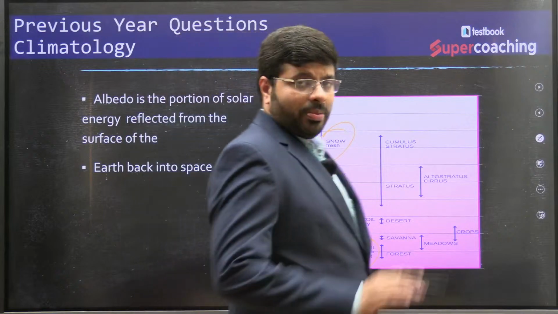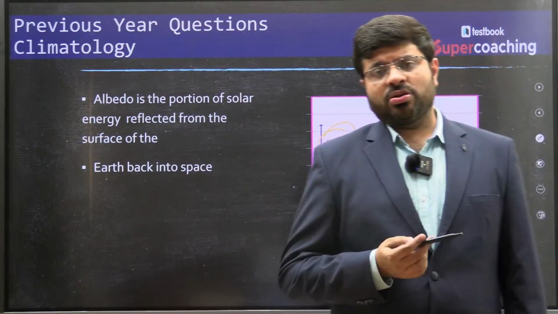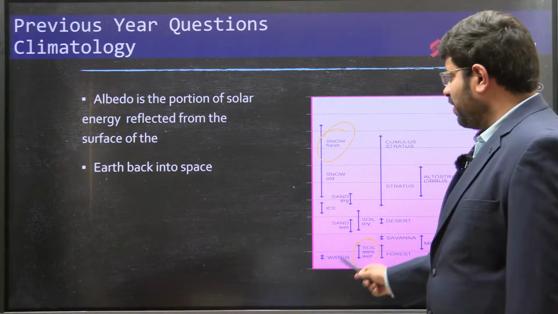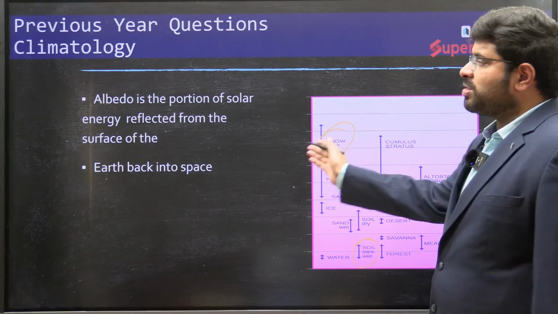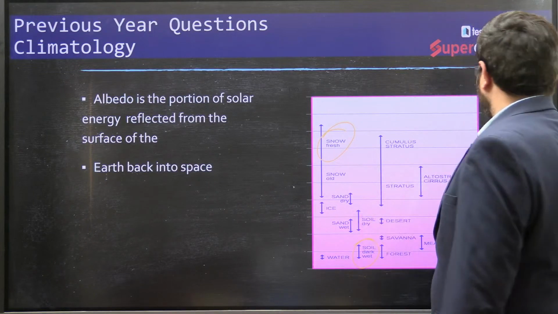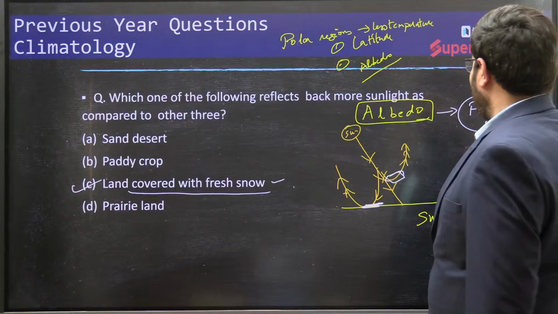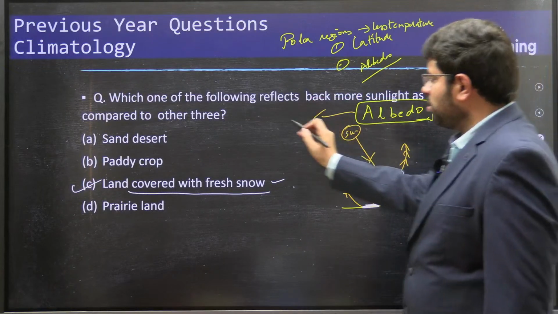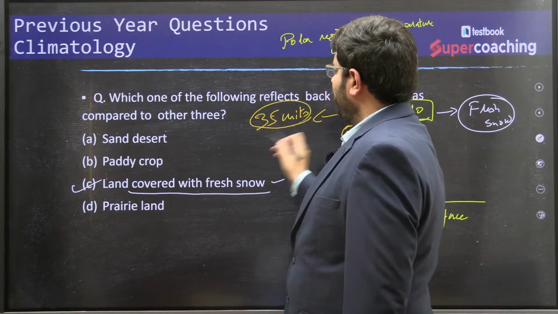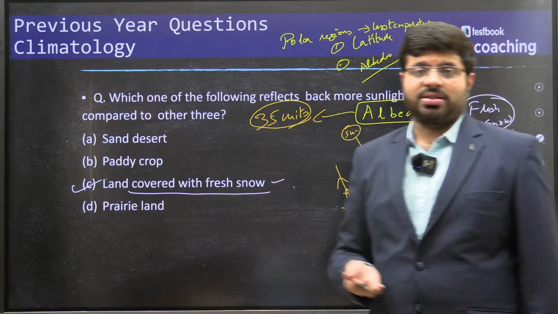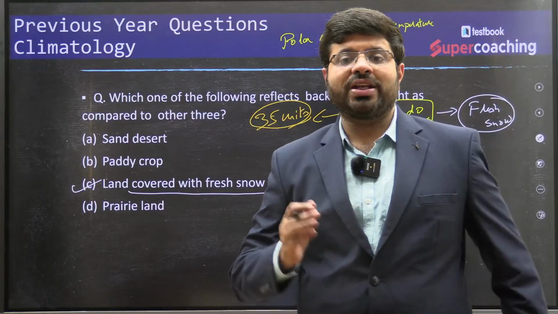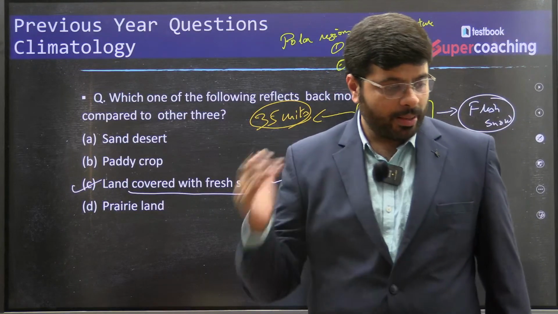Right. So remember the topmost one, the fresh snow, which reflects more, and the other ones which reflect very, very less. In fact, fresh snow reflects almost 80 to 90% of the energy. What is the average albedo of the Earth? Average albedo of the Earth is how much? 35 units out of 100. For fresh snow, it is 90 units. For water and all, it is nearer to 15, 20, somewhere around there.